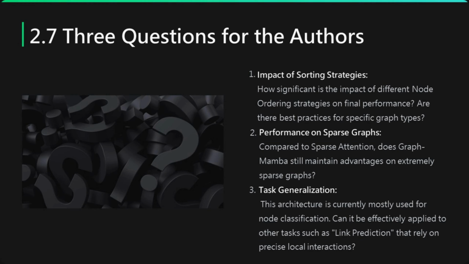So does Graph Mamba still hold a real advantage in these settings? 3. Task generalization. The model is mainly tested on node classification. But for tasks like link prediction that require fine-grained local interactions, can Mamba's compressed state still capture the necessary detail?